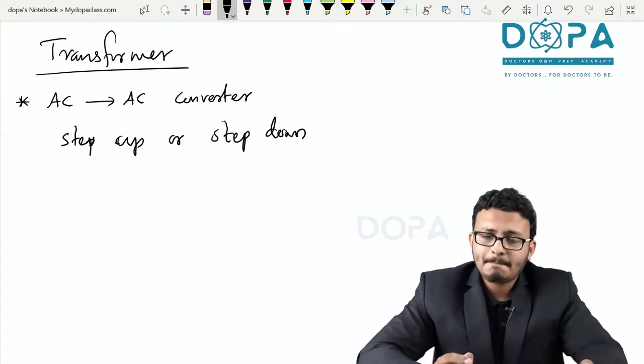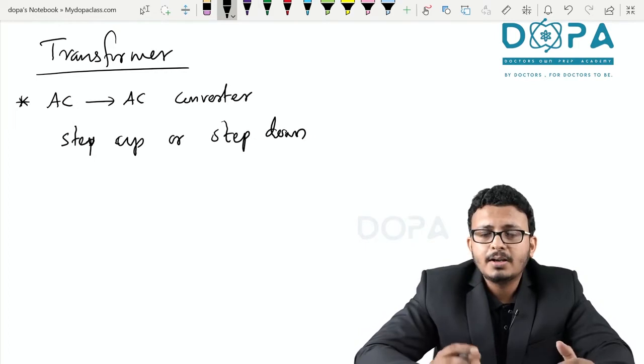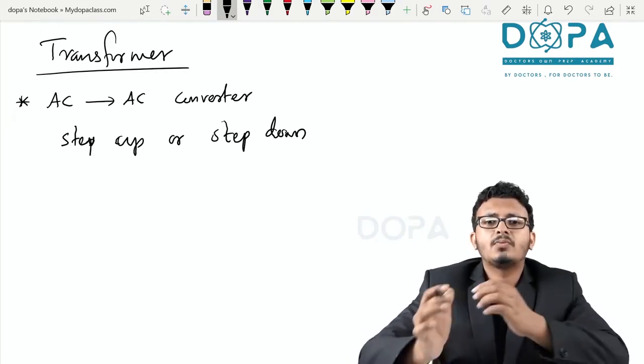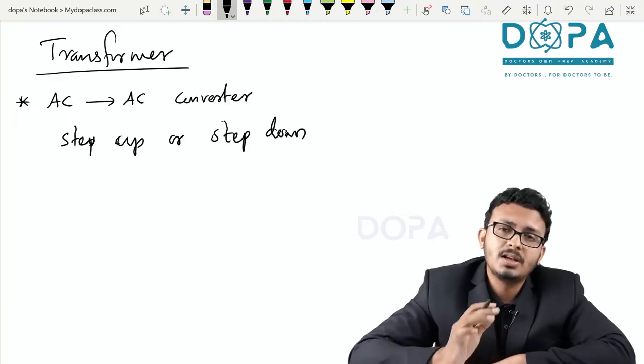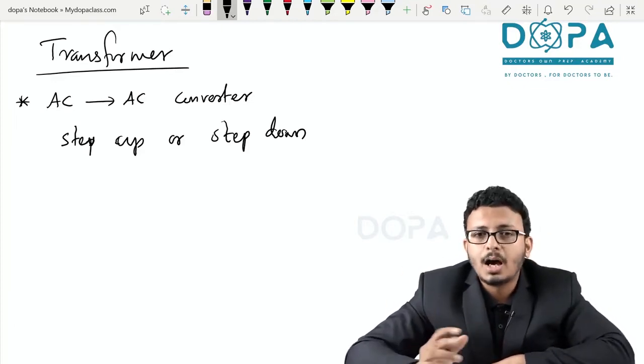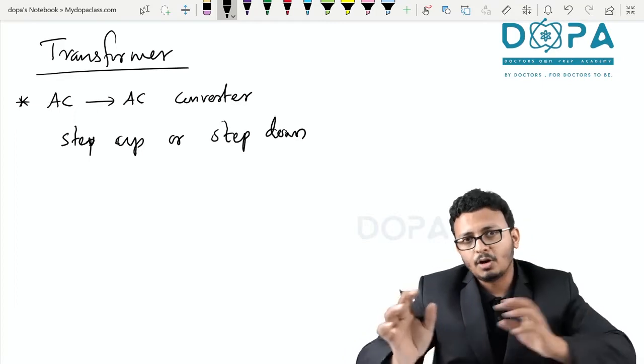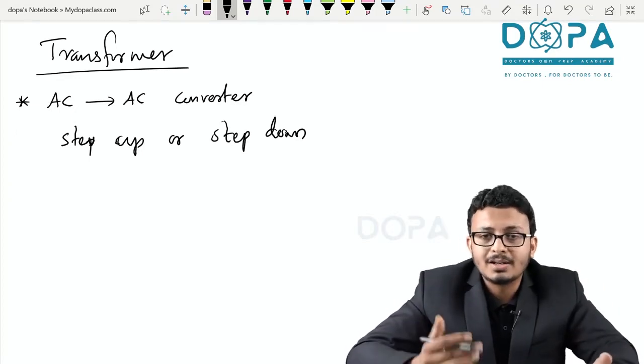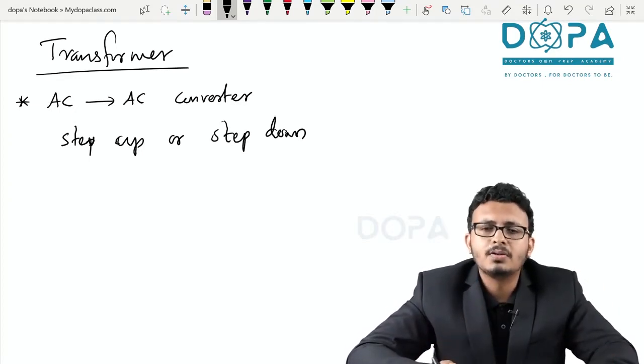So this transformer is a very important device in the transmission of alternating voltages. That's why, because of the transformer, we are using AC voltages for every high voltage purpose, like domestic or industrial purposes. In India, and everywhere in the world, we are using AC voltages, not DC but AC voltages.